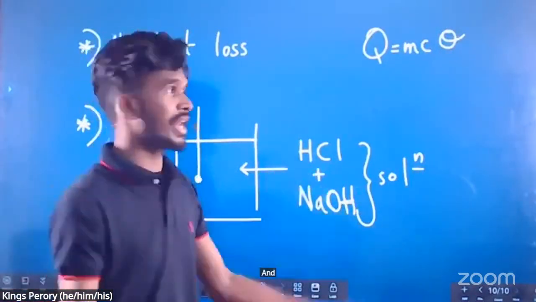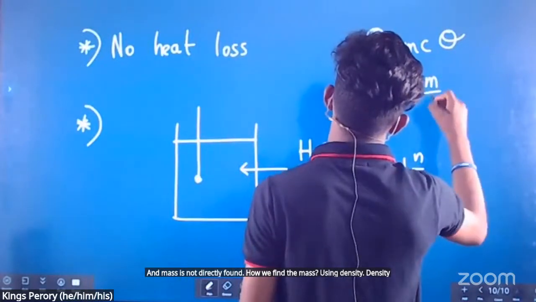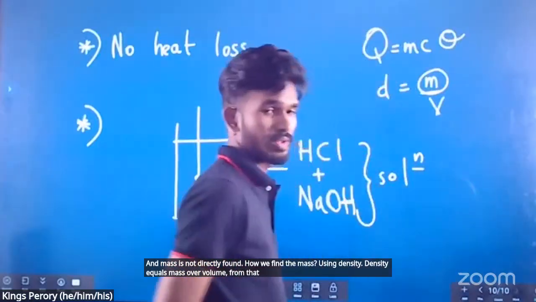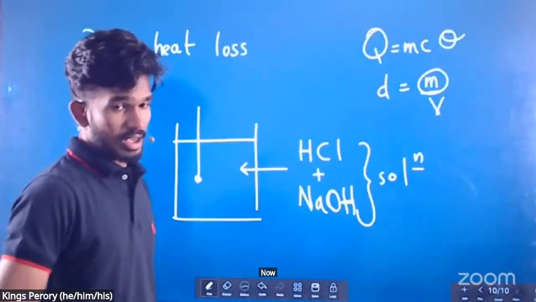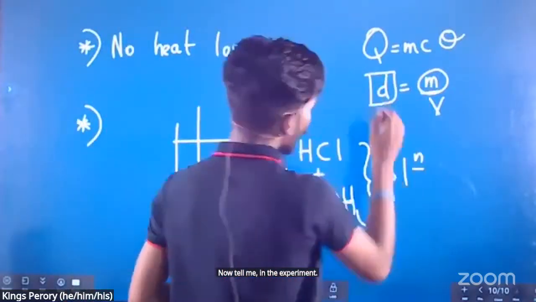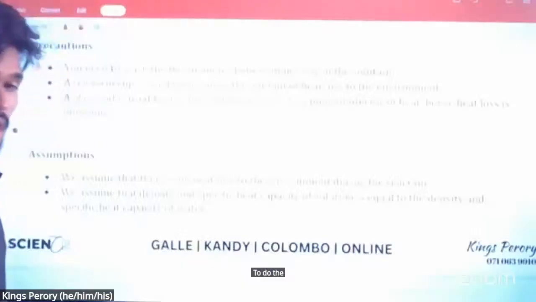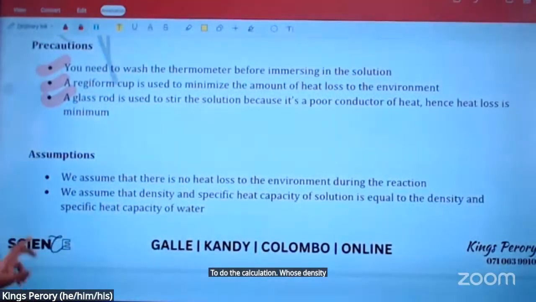And mass is not directly found. How do we find the mass? Using density. Density equals mass over volume. From that only, mass is found. Now tell me, in the experiment, whose density are we using to do the calculation?